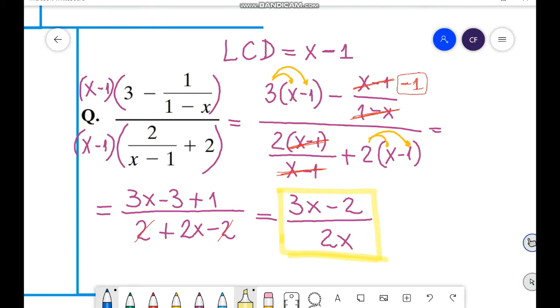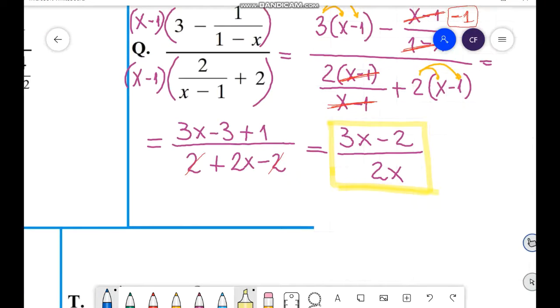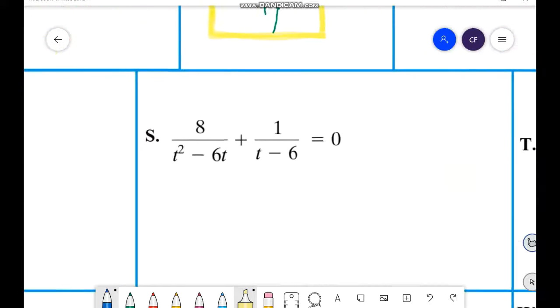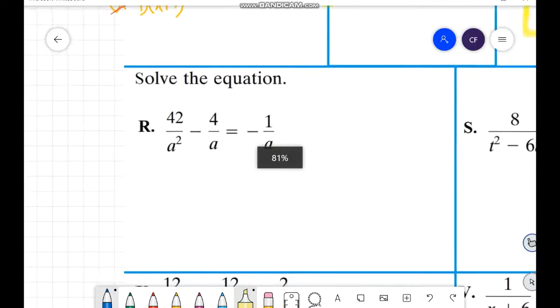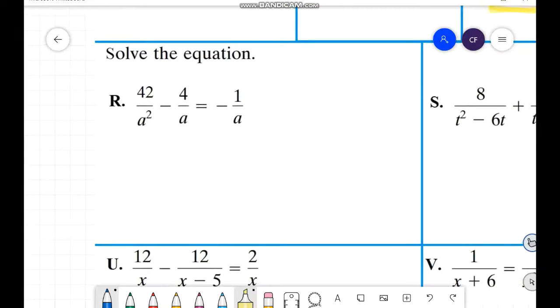Now, moving on to the next kind of question. The next kind of question that we have on the quiz is to solve equations. This is from yesterday's topic, solve equations. Remember this? Let's try. And we have 42 over a squared minus 4 over a equals negative 1 over a.